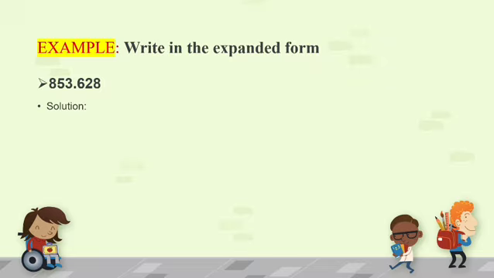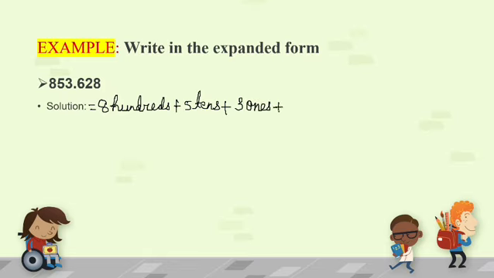800 plus 50 plus 3 plus 6 is in decimal, whatever decimal place it is, then write it in decimal form directly. But if it is asking you to write in 3 different forms, then you are going to represent it in this way. First you will write in words. 8 is in hundreds place, so write the place value of 8, hundreds. Then the place value of 5 is tens. Then the place value of 3 is ones.